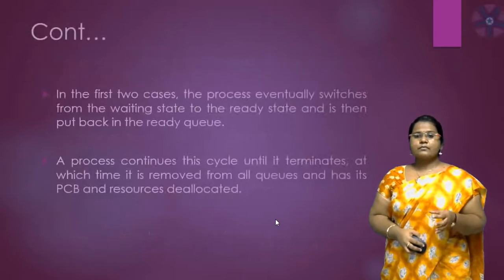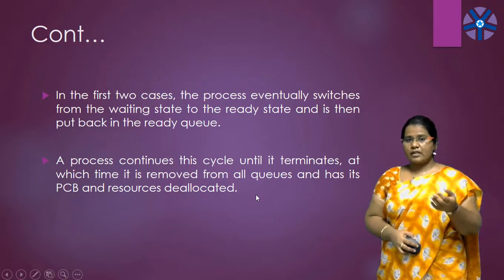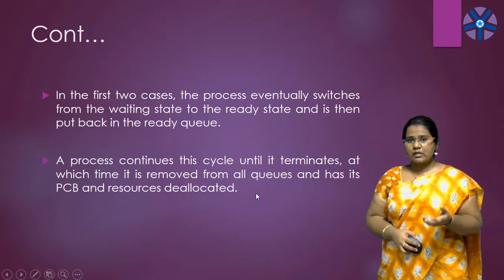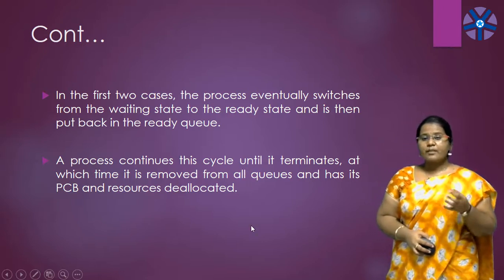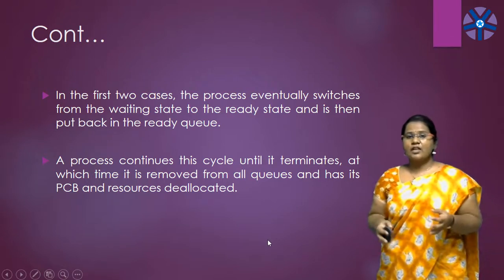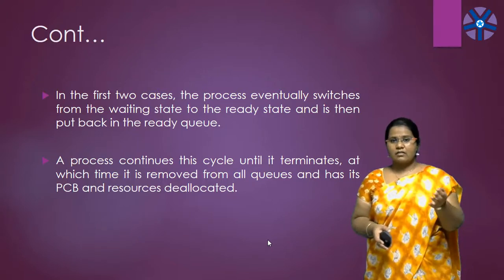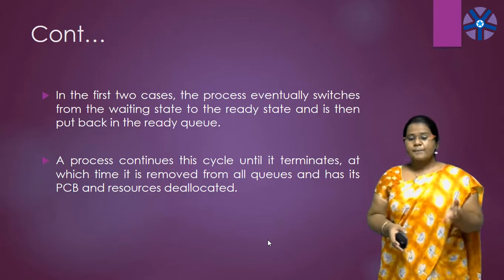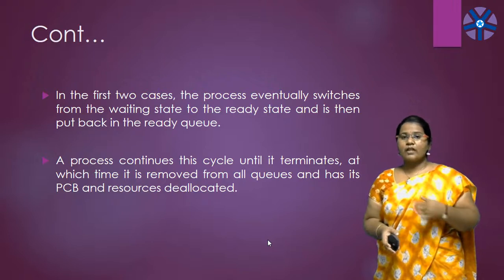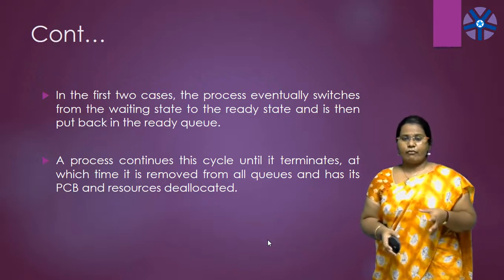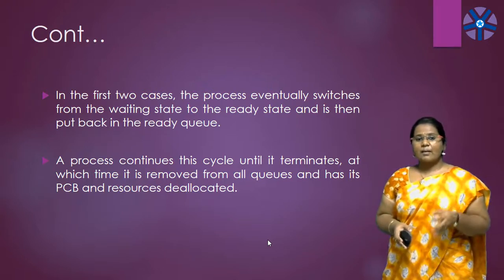And then you can see in the first two cases of the above slide, as well as when a child process is created, the process will keep switching from the ready state to the running state, and from the running state to the waiting state, and to the ready state again. That is, the process will be moving through all these three states in a cyclic format. And this cycle will continue until the process terminates completely.